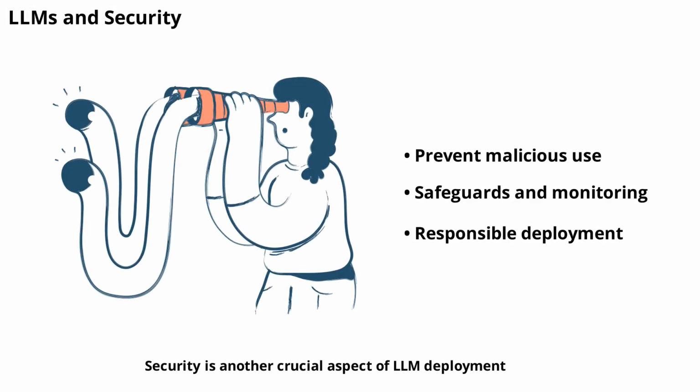Security is another crucial aspect of LLM deployment. Models must be protected from malicious use, such as generating harmful content or spreading misinformation. Developers implement safeguards and monitoring systems to detect and prevent abuse, ensuring that LLMs are used responsibly.